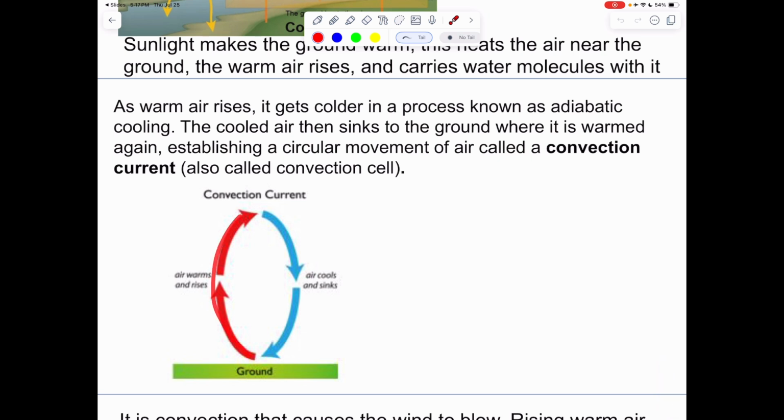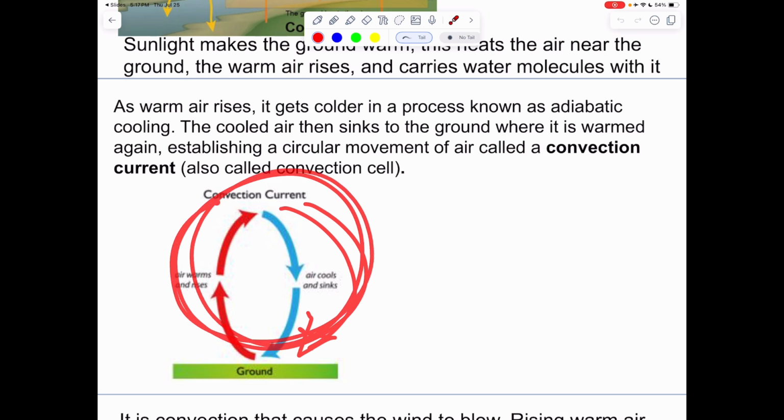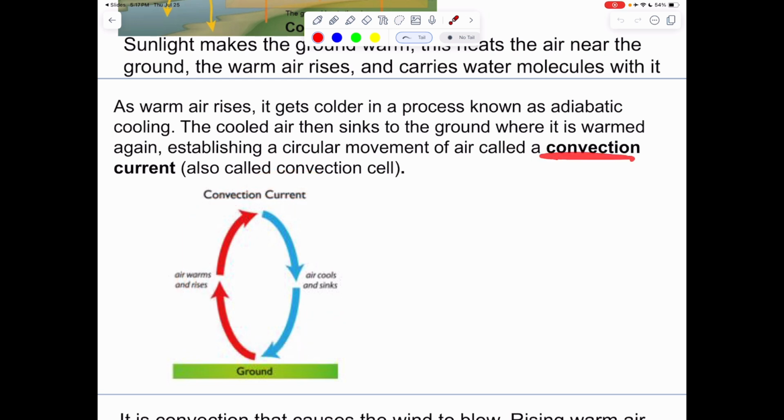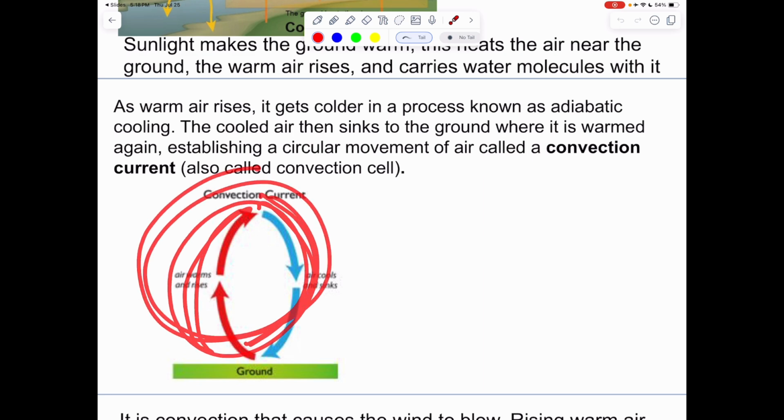Then as that warm air rises, it gets colder, and this cool air sinks down to the ground where it's warmed again, creating this over and over again. This is called a convection current, or AKA a convection cell. But it's circular, happening over and over again.